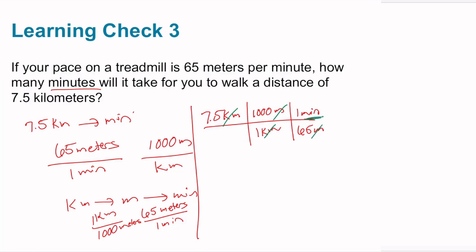So the way we'd put this into the calculator is 7.5 times 1,000 divided by 65. We could ignore the ones because they don't change our number. And so we will walk a distance of 7.5 kilometers in 120 minutes.